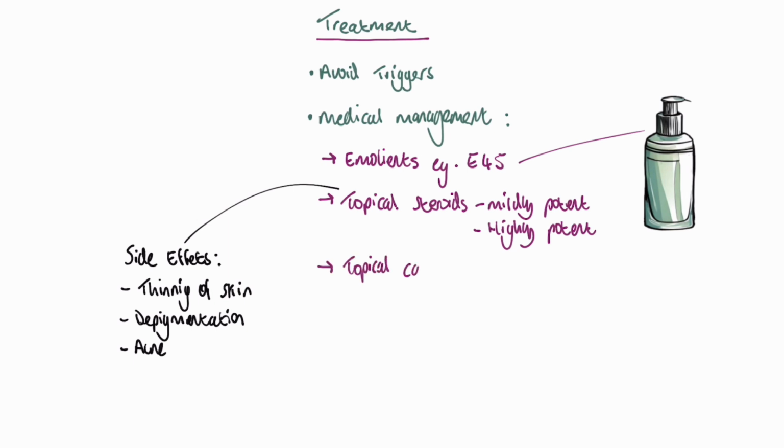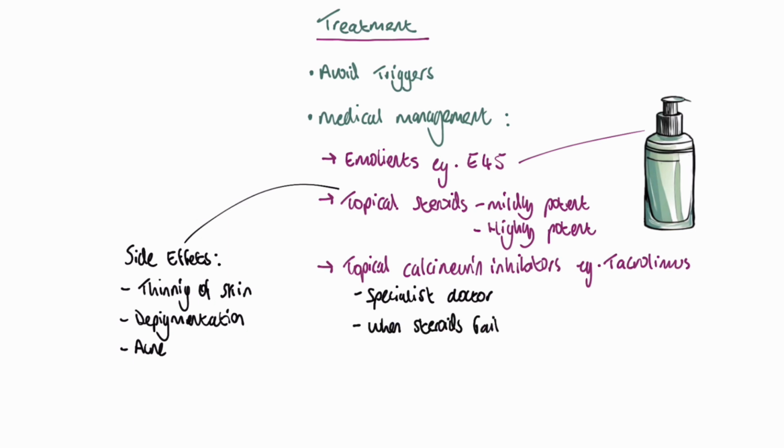Topical calcineurin inhibitors such as tacrolimus may be given by specialist doctors to treat severe eczema. They are typically used when steroids fail, and they work by dampening down the immune response and therefore reducing inflammation.